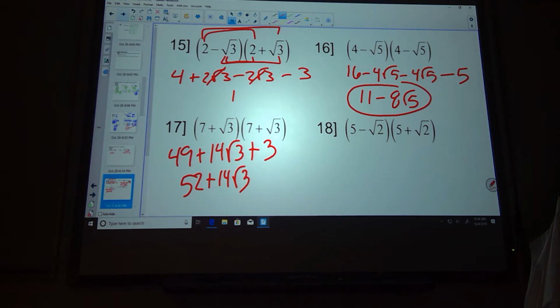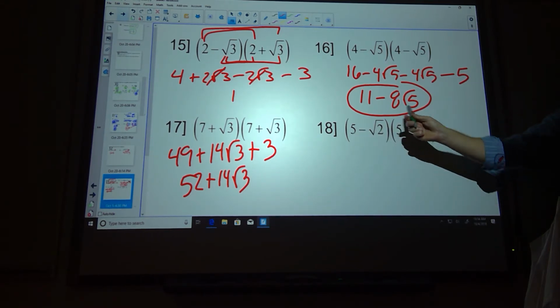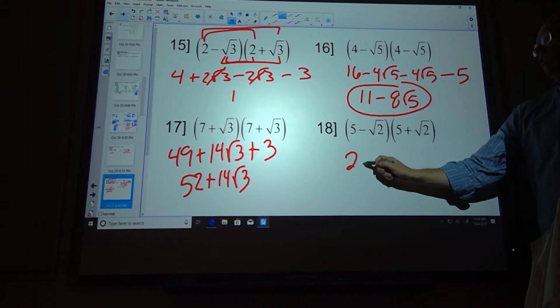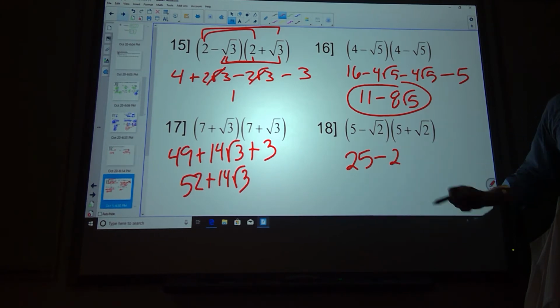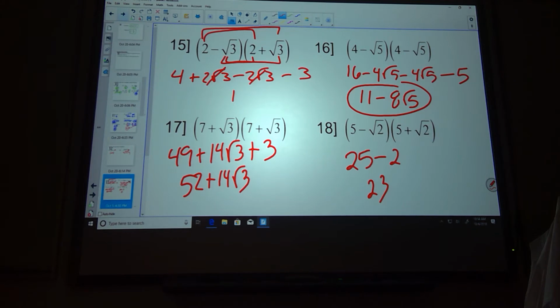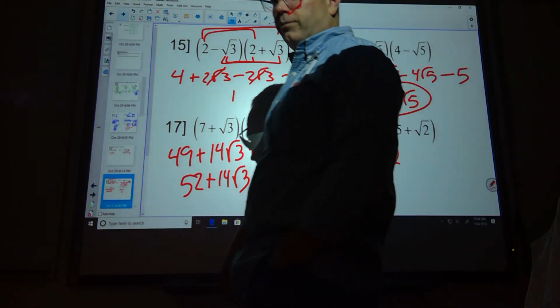What's that? Easy. Are these conjugates? Yeah. So if they're conjugates, first number squared minus last number squared, done. Neat. Where did the middle terms go? They canceled each other out. Square root of 4, because root 2 times root 2 is root 4. Okay?